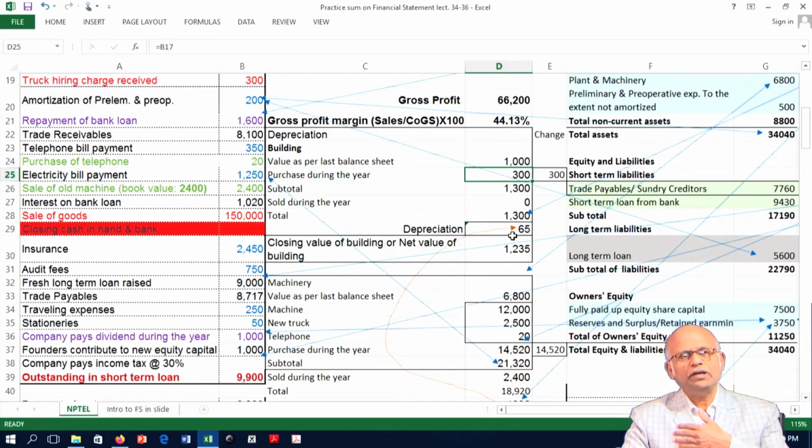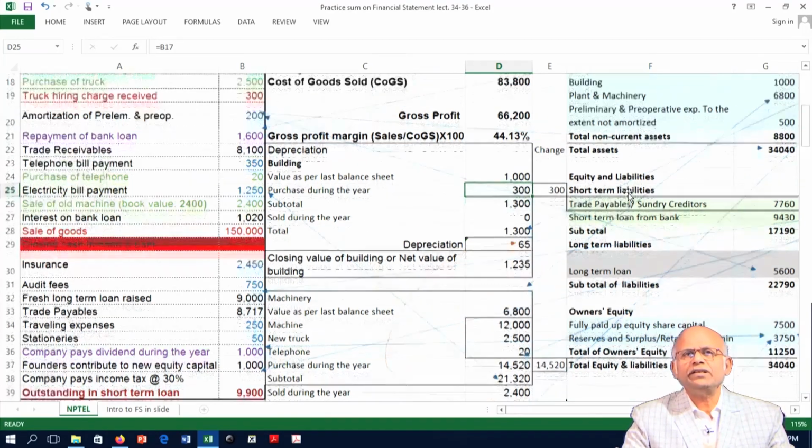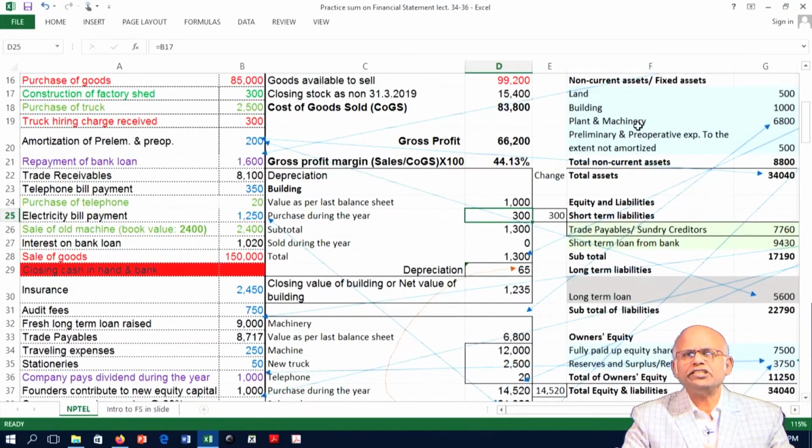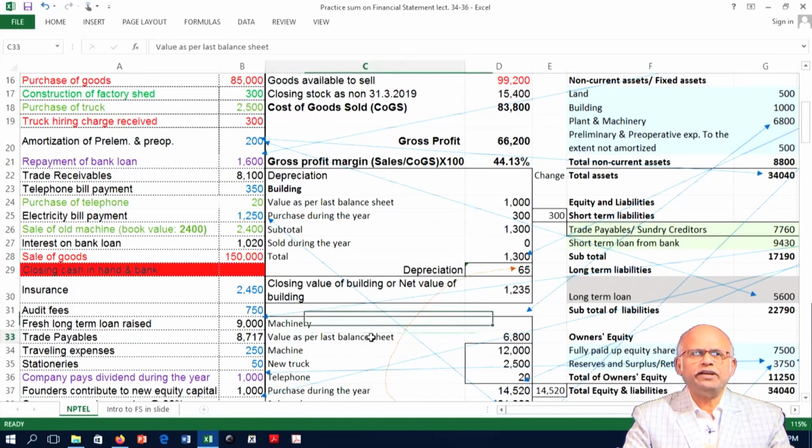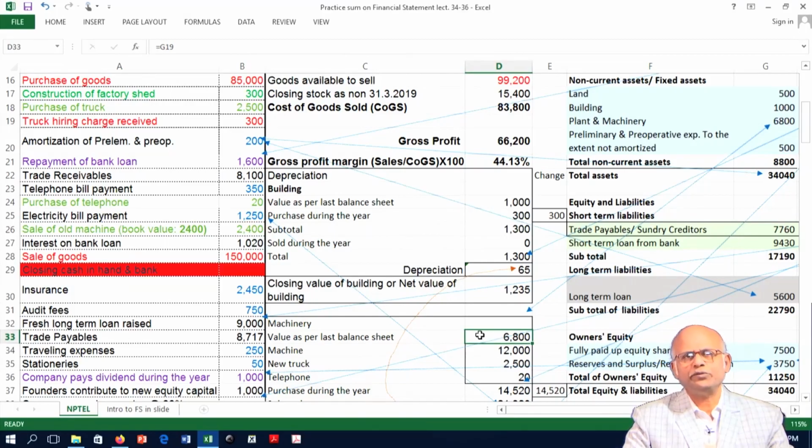Now, let us move forward to estimate depreciation on the machinery asset. So, machinery asset value as per balance sheet, that you can see here, fixed asset, then machinery. Machinery value as per the last year balance sheet is 6,800. So, we take that value here, value as per previous year balance sheet, that is the book value. So, it becomes 6,800 rupees.